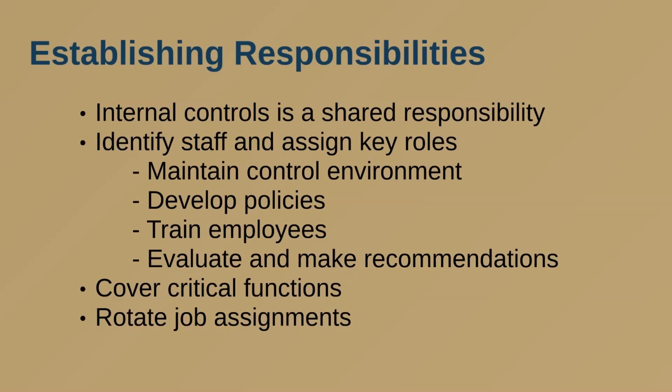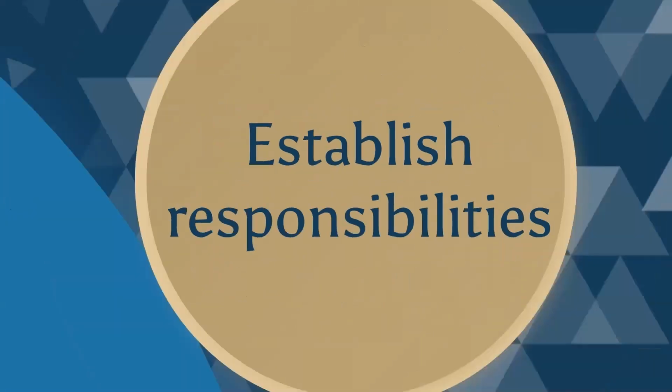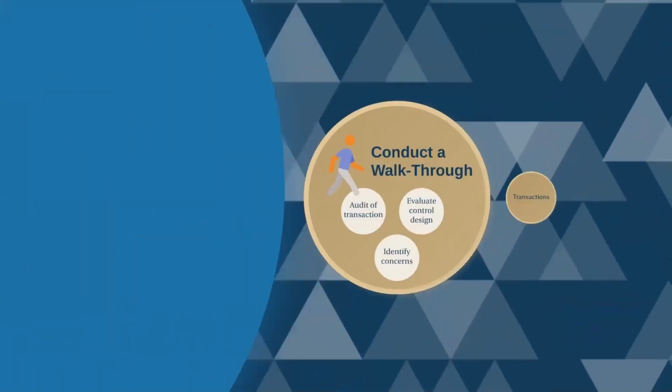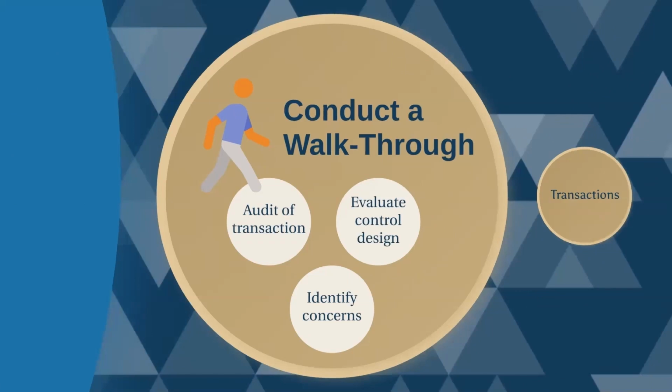Rotating job assignments is another strategy to prevent individuals from engaging in ongoing schemes of fraud or theft. We will talk about the segregation of duties in a few moments and what that might look like in a smaller agency. Another key strategy is conducting a system walkthrough, which is an audit of a transaction by tracing each step within your accounting system. Its primary purpose is to provide a solid understanding of your current accounting system and identify points where concerns regarding internal control design need to be addressed. These include identifying points to prevent errors or fraud.